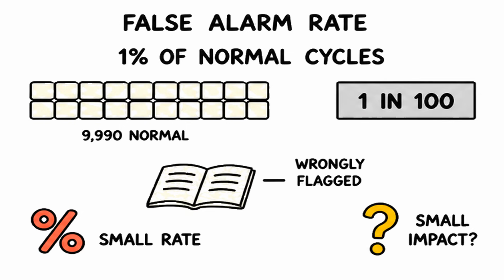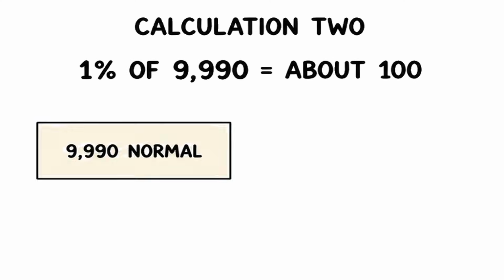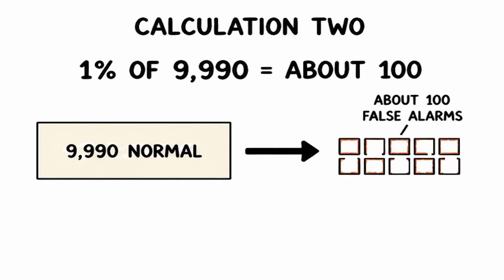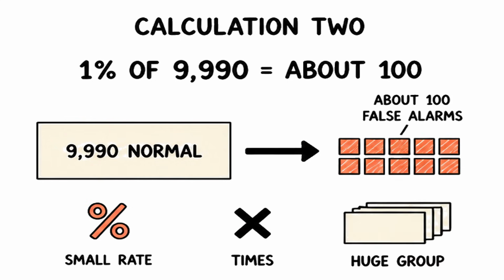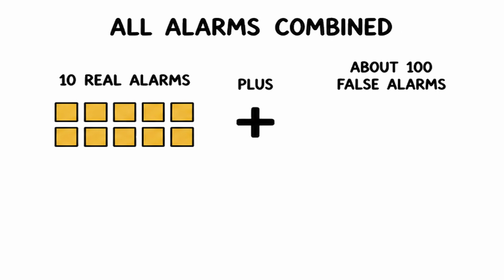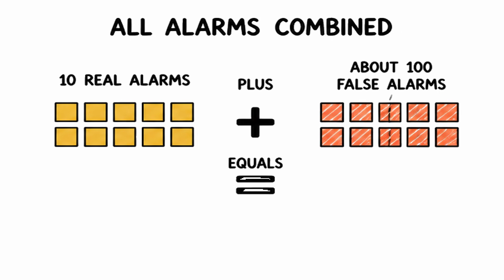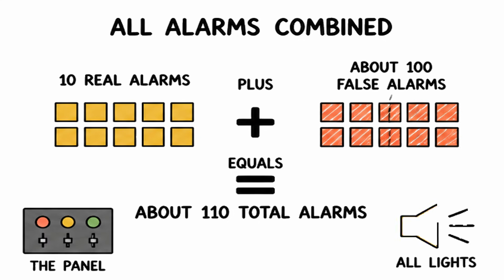1% sounds small. But here comes the reveal. 1% of 9,990 is approximately 100 false alarms. A small rate applied to a very large group produces a surprisingly big number. Add them together, approximately 10 real alarms plus approximately 100 false alarms equals approximately 110 total alarms lighting up on the panel over the 10,000 checks.